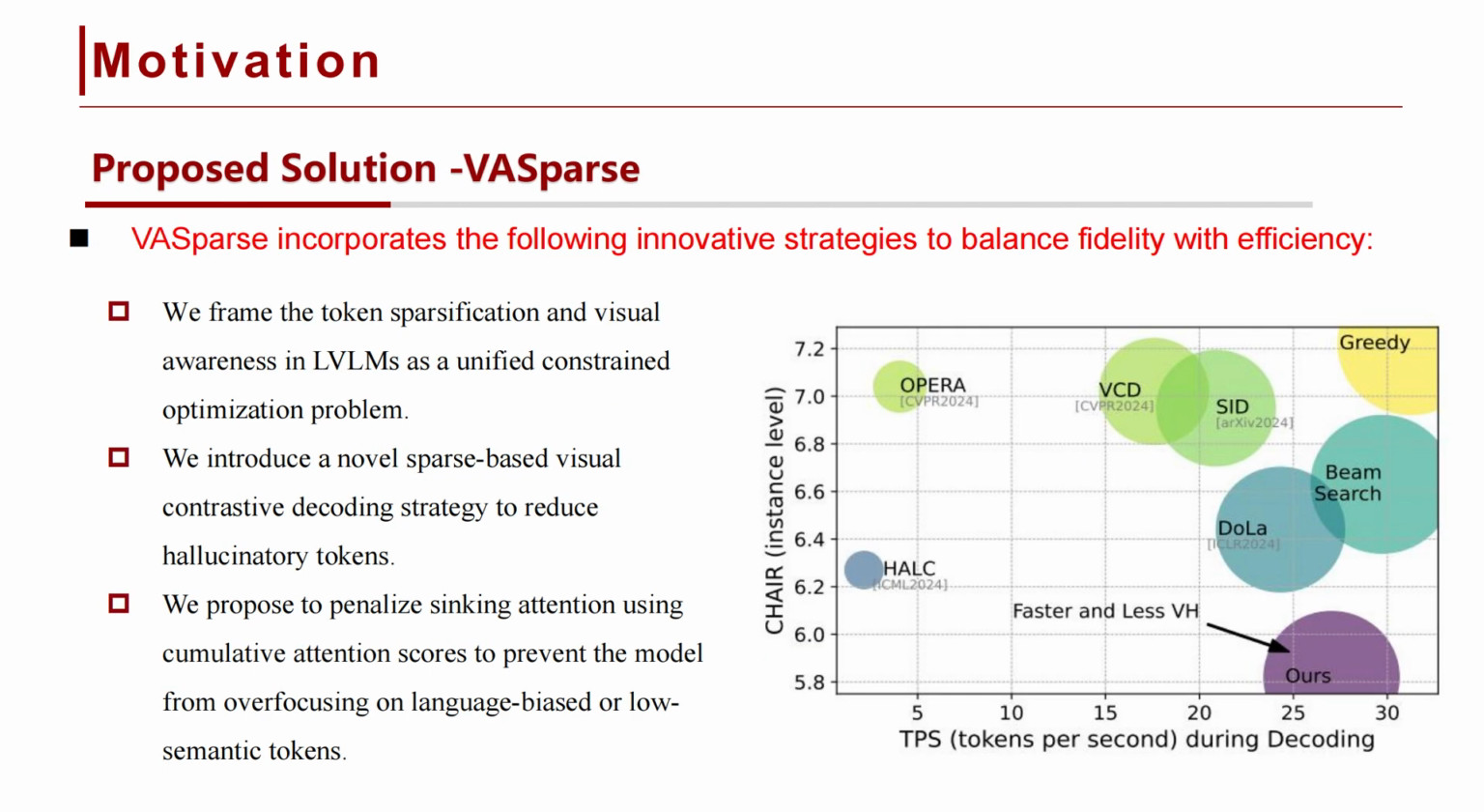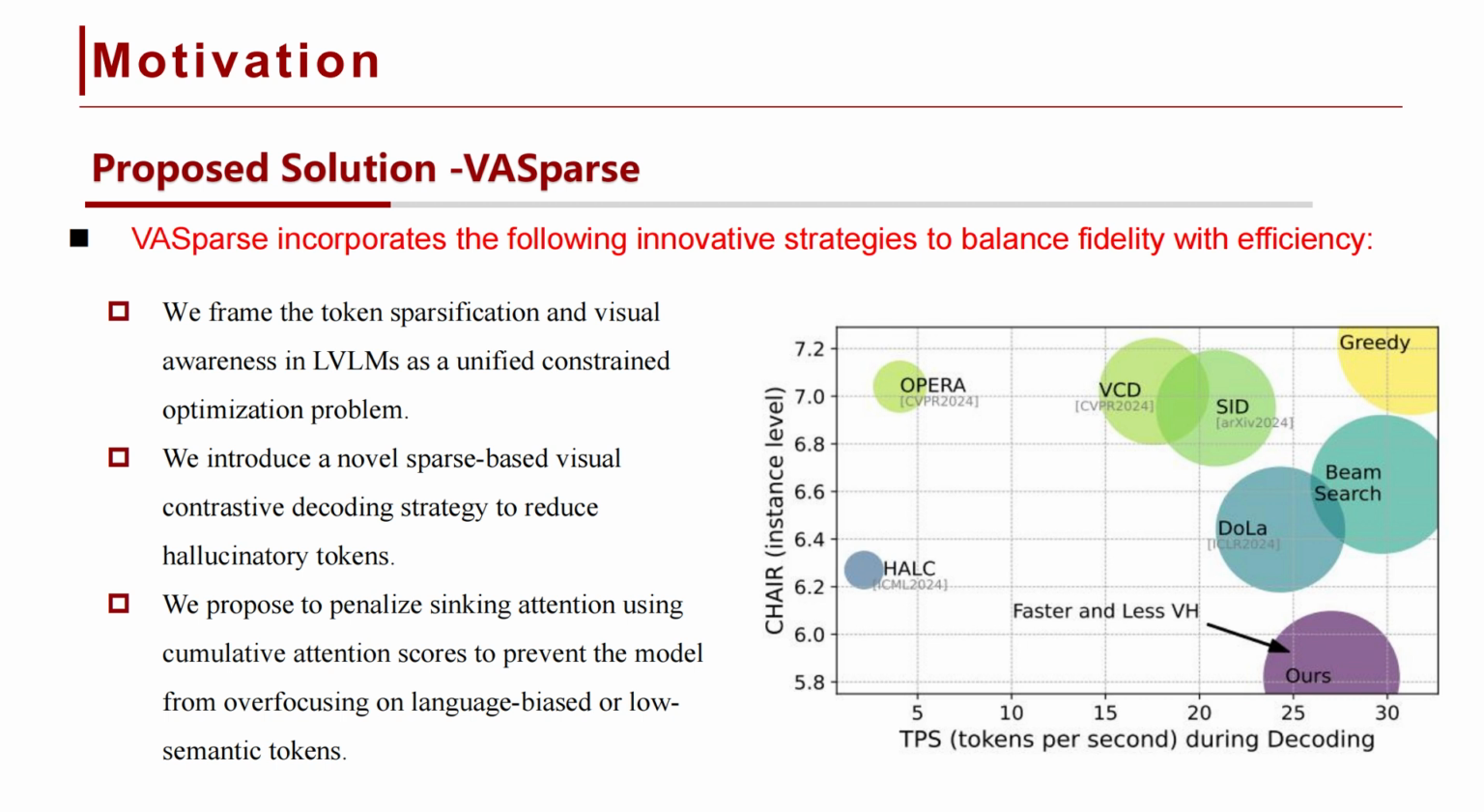We introduce VASparse, an innovative method designed to address these challenges. VASparse incorporates three key strategies. First, we frame token sparsification and visual awareness as a unified optimization problem. This allows us to balance efficiency and trustworthiness in a principled way.